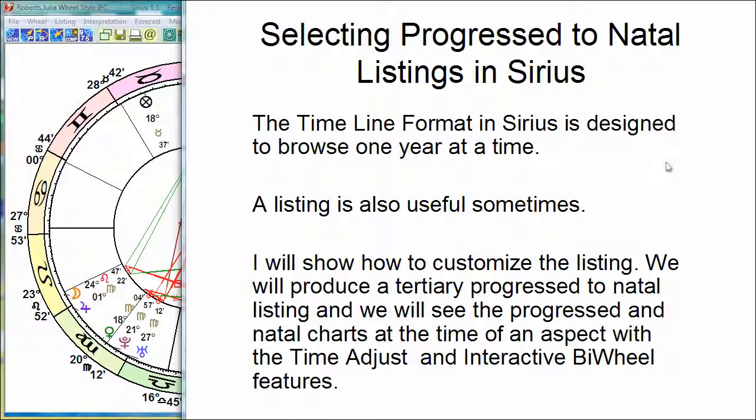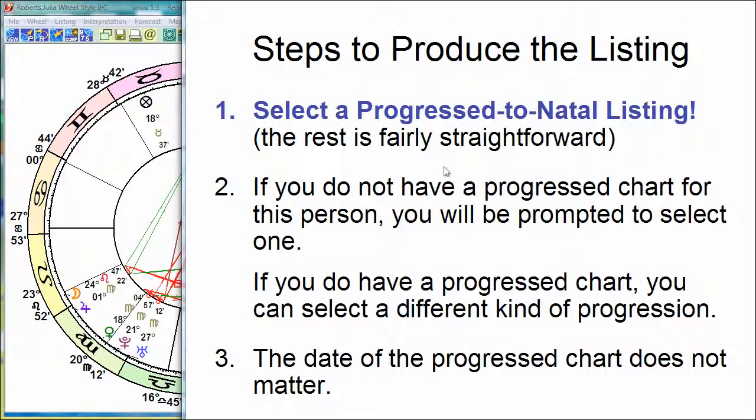And furthermore, we're going to produce an unusual listing. Instead of doing all of the planets, I'm going to look at just the sun and moon, and only conjunctions and oppositions, to see if there's a certain pattern. I was told that the tertiary progressed moon is conjunct the natal moon every 2 years. That would be kind of an interesting cycle. Every 2 years, this would be happening. So let's see if it's true, and let's look at it for an individual. Let's go ahead and select it.